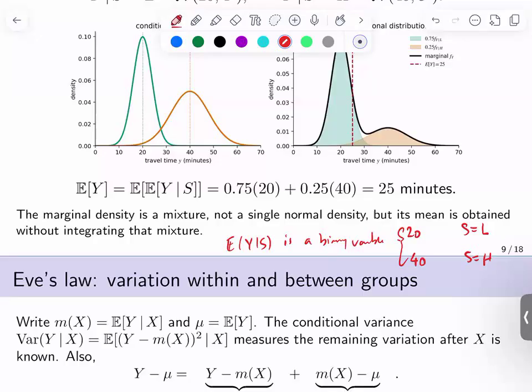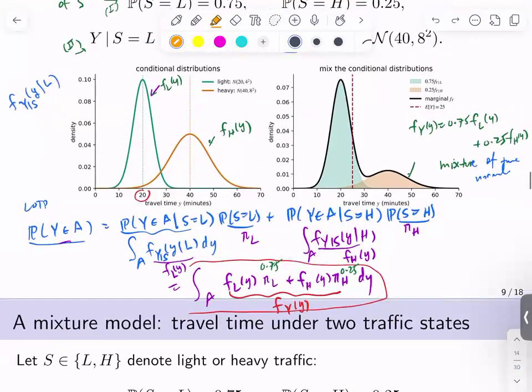So it's really a random variable that takes values 20 and 40, and it takes the value 20 with the probability of s taking value light, which is 0.75. Then I multiply that by 20. And then the probability that it takes the other value is 0.25, times 40. So this is calculating the expectation of this random variable. Okay, so this is a random variable that takes values 20 and 40 with these two probabilities. And you can see that this ends up being the same as if I multiply both sides by y and integrate.